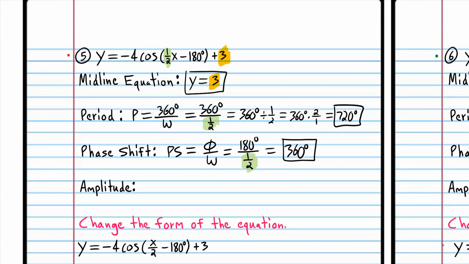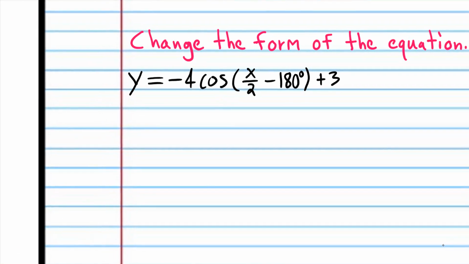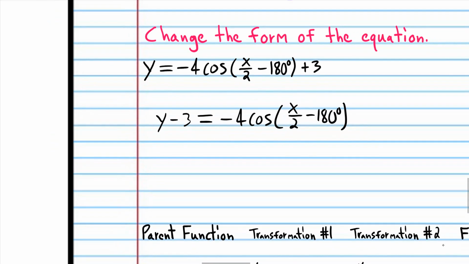And the amplitude is the absolute value of that coefficient a, so the absolute value of -4, which is 4. So we got that -4 from up here. So let's take that equation and change the form so we can graph it a little easier. So I subtracted 3 from both sides, and I'm going to divide both sides of the equation by -4.